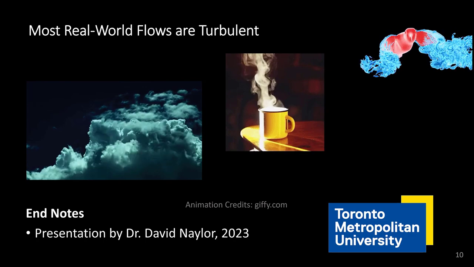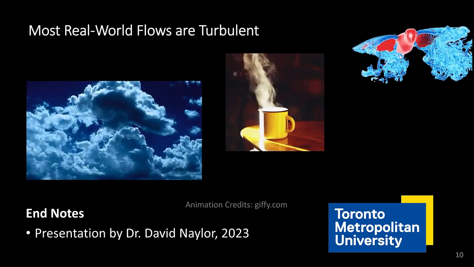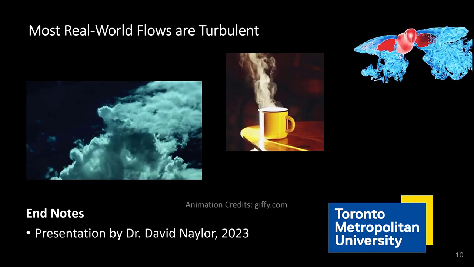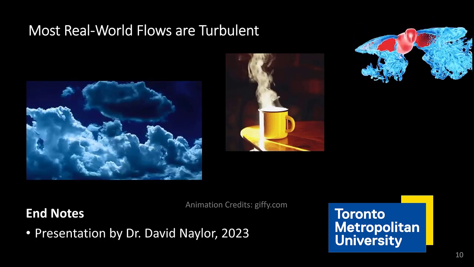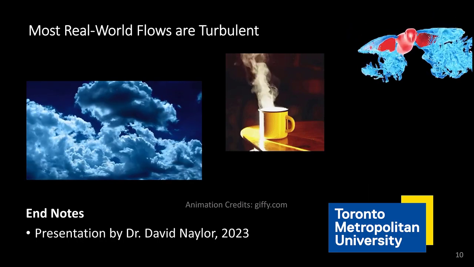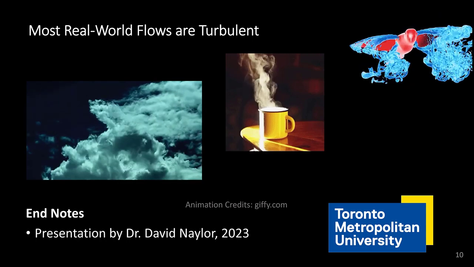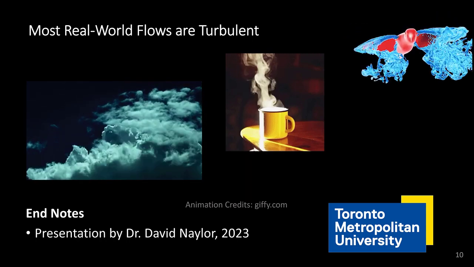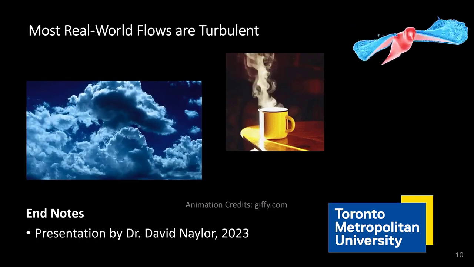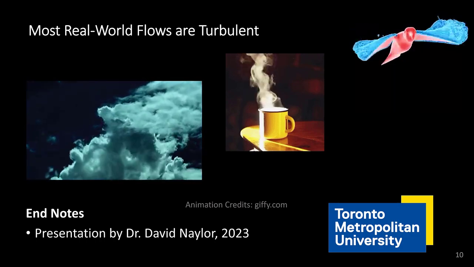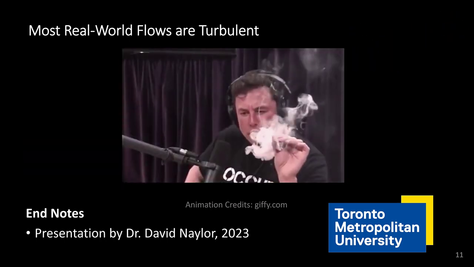I'll end by noting that a key takeaway message of this presentation is that most real-world flows are turbulent. Laminar flows only occur when you have very small flow passages or a highly viscous fluid. And the 2 most common fluids, air and water, have quite low viscosities. So real-world flows tend to have high Reynolds number and they tend to be turbulent. And that completes this presentation.